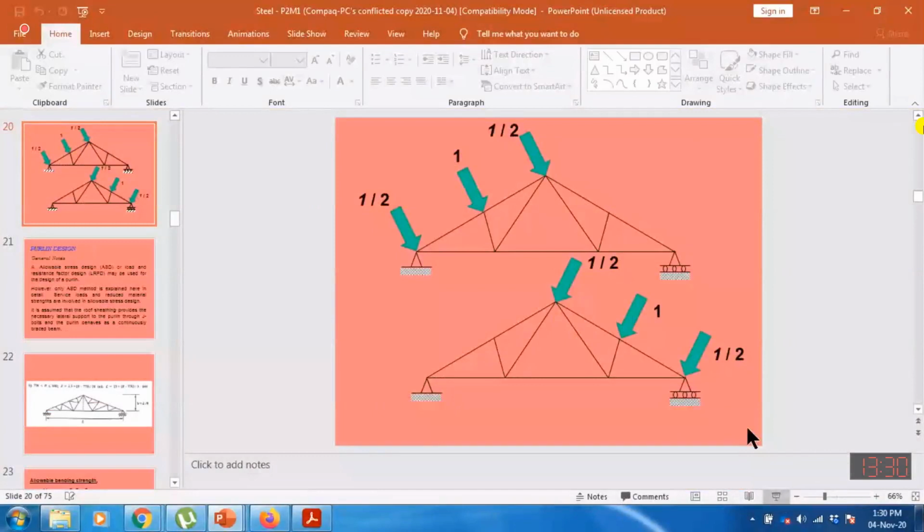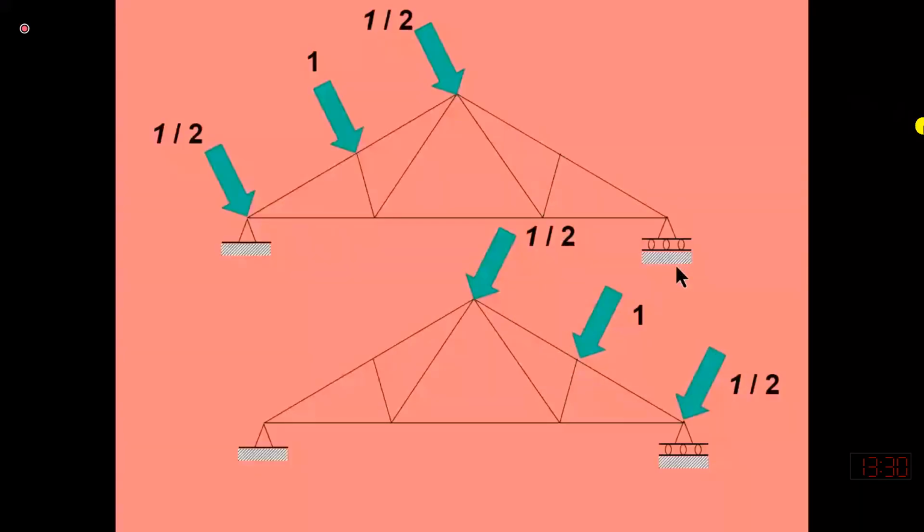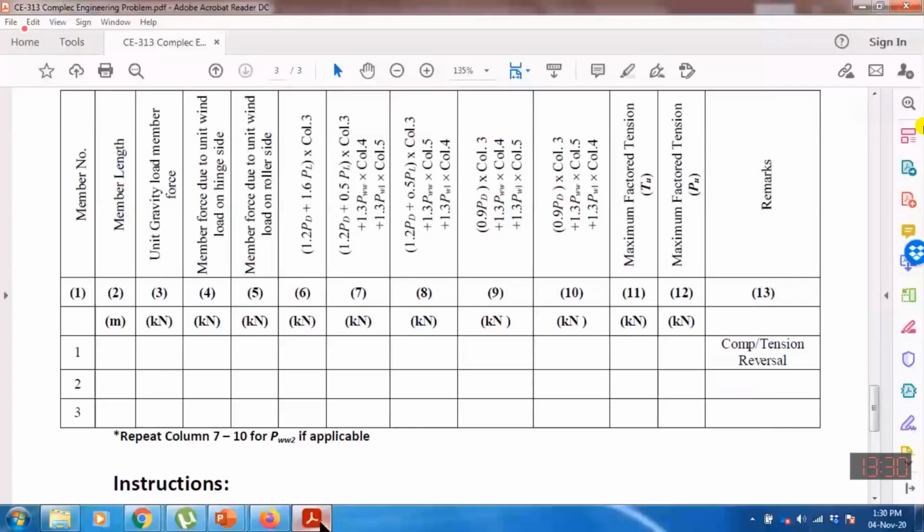Okay, these are two. This is the unit wind load from the hinge side. This is the unit wind load from the roller side. Again, you will convert this load into its two components, maybe horizontal and vertical. And after determining the force in each member, you will write down the member force of each member in this column number 5. Then you will fill up all the columns.